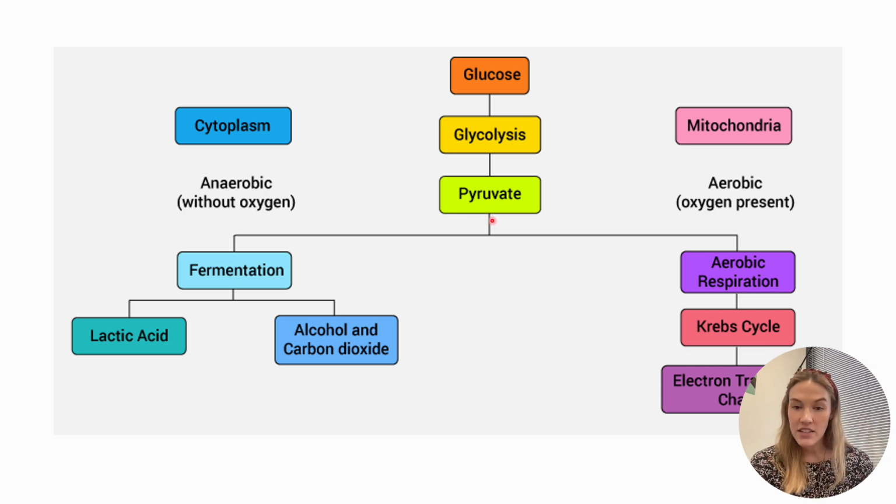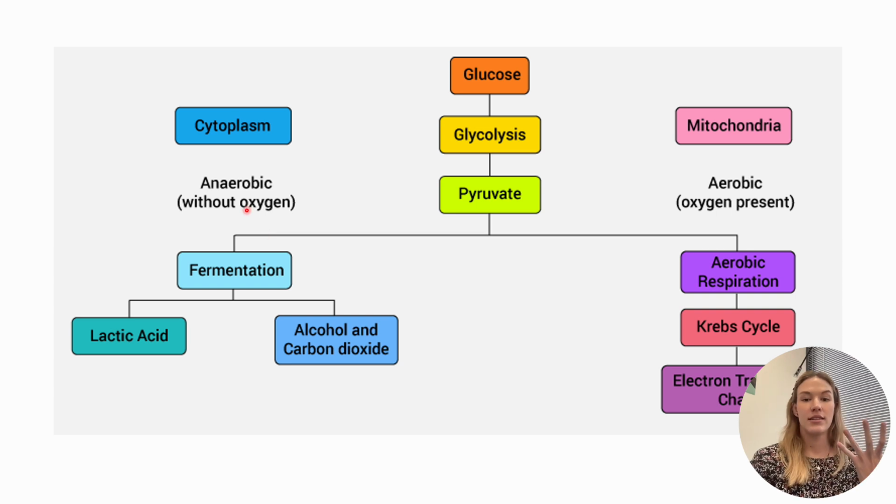Now, the fate of pyruvate can vary. If we have oxygen, then it's going to typically go this route. And this is the aerobic respiration route. It's going to go through the Krebs cycle, go through the electron transport chain, and then make a whole bunch of ATP. This is all going to happen in the mitochondria. But if there's no oxygen around, then pyruvate is basically forced to go the other route, which is the anaerobic route, and that takes place in the cytoplasm.